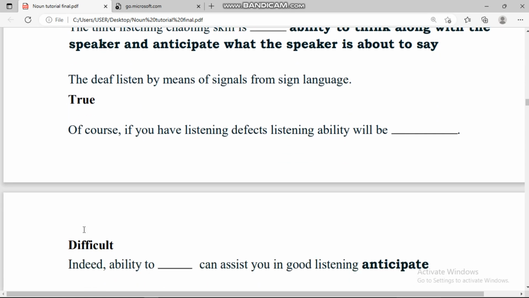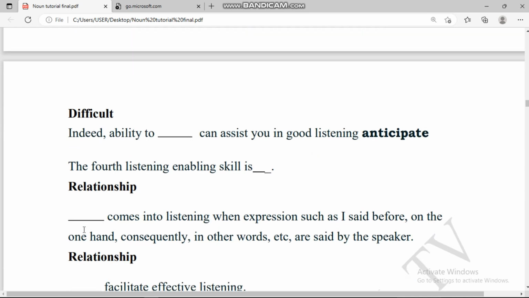The question here says, of course, if you have listening defects, listening ability will be difficult. That's the answer. Indeed, ability to dash can assist you in good listening. Ability to anticipate can assist you. So the answer is anticipate. The fourth listening enabling skill is what?